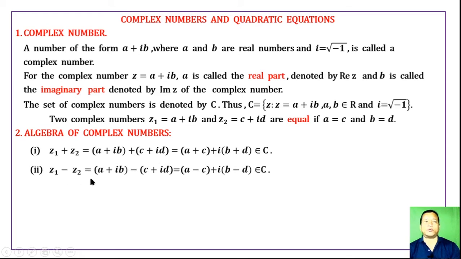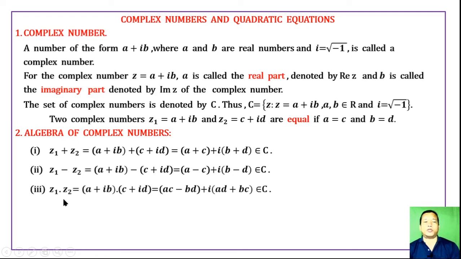Z1 minus Z2, a plus ib minus c plus id. I yaudaba tam ani si a minus c phange, I yaudaba tam ani sregi i kamal logtokrabadi we get a minus c plus i times of b minus d, which is in the form of a plus ib. Therefore, this belongs to C, the set of complex numbers. Subtraction of two complex numbers is always a complex number.